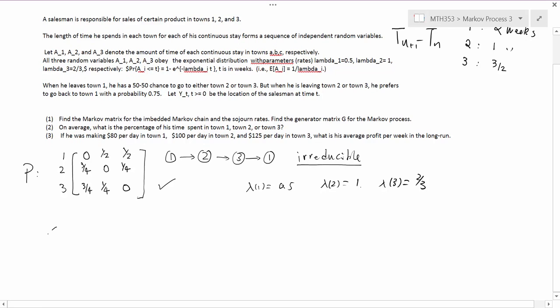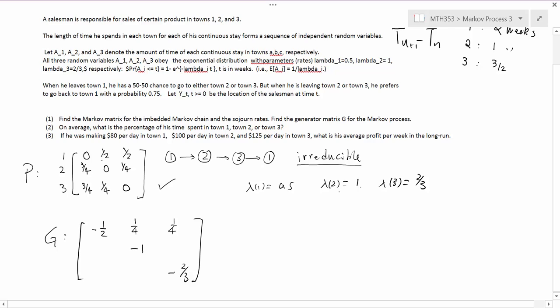How can you find the generator matrix G? We recall that on the main diagonal, we just put these rates there, but with a negative sign. So we have negative 1/2, negative 1, and negative 2/3. Off the diagonal, we need to multiply these rates by the off-diagonal numbers. So we have 1/2 times 1/2, which is 1/4. You will see that this matrix is no longer a Markov matrix, but it's still special: if you add up each row, it's 0. That's a good way to check whether you're getting the generator matrix correct.